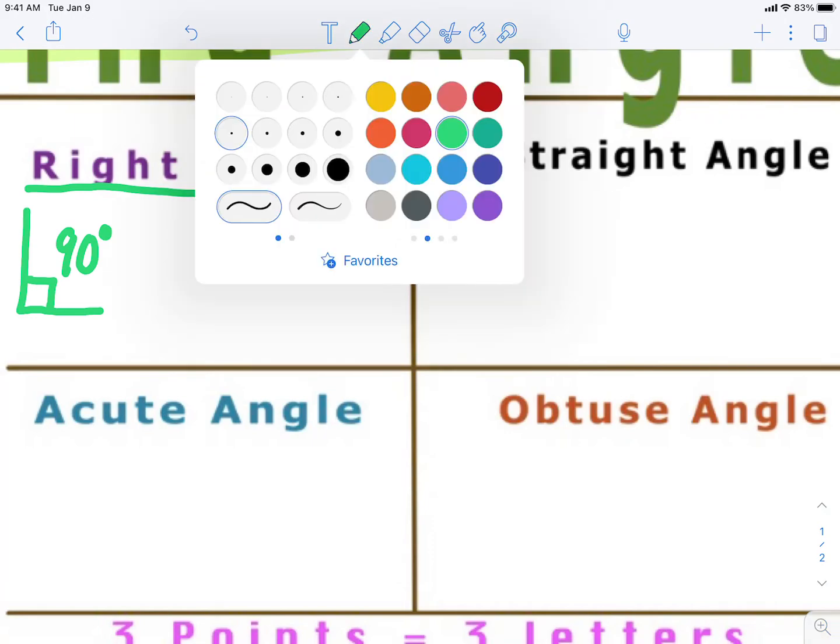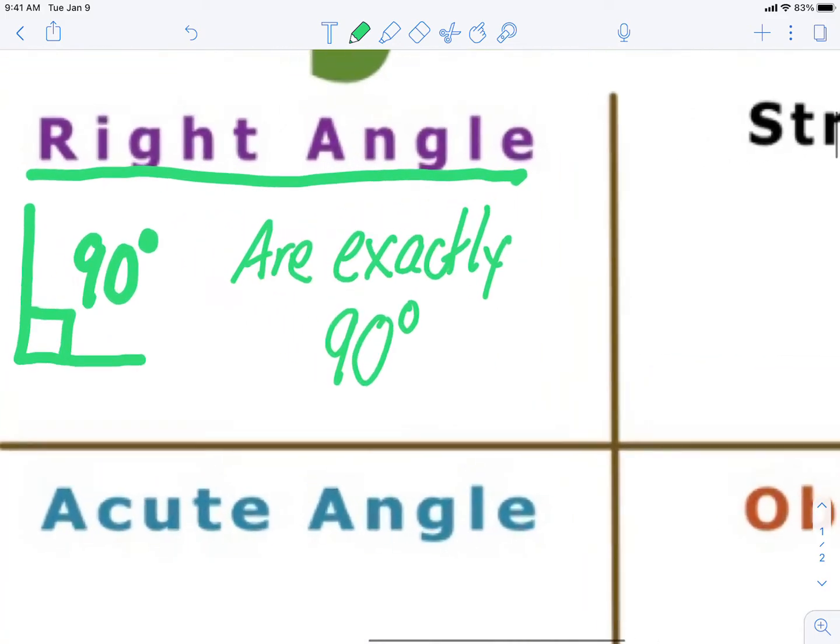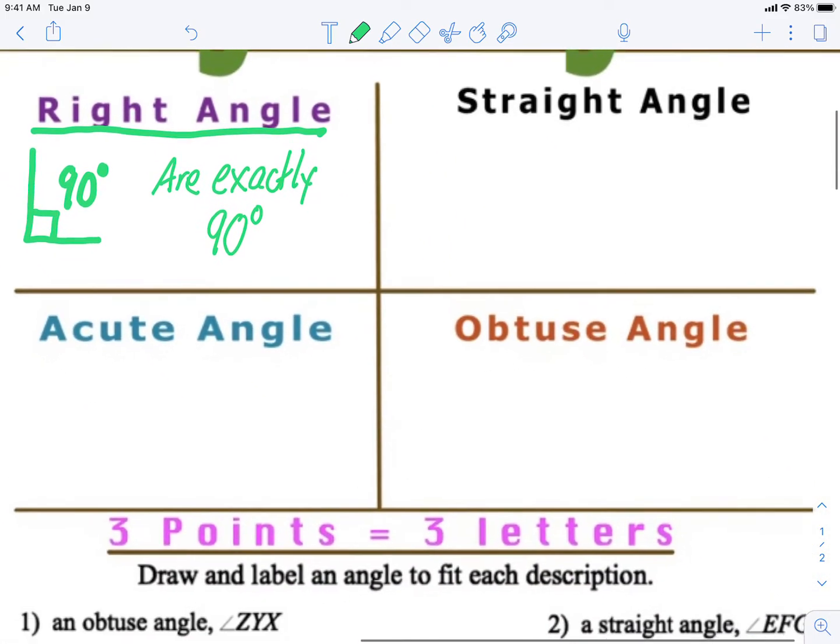Right angles are exactly 90 degrees. They look like corners, the corners of a bed, of a door, the corners of a window. When you hold your hand straight up and you form an L, that's 90 degrees. Those are right angles, okay? We got the first angle out of the way.